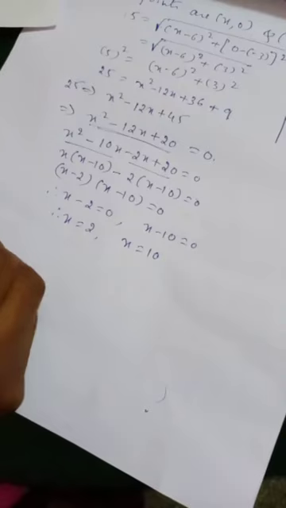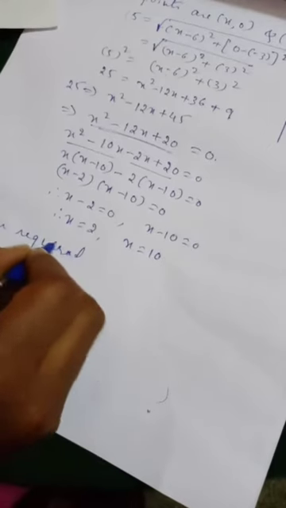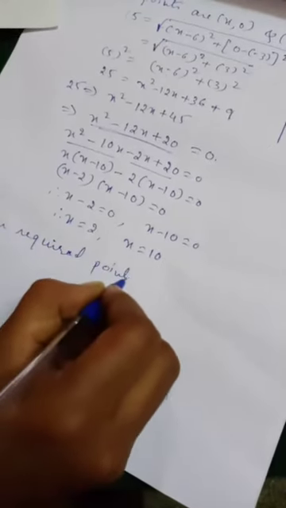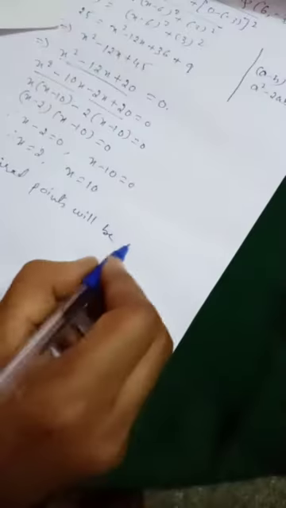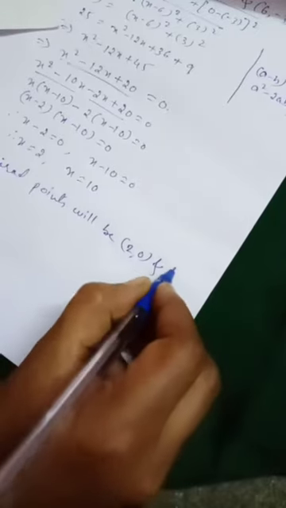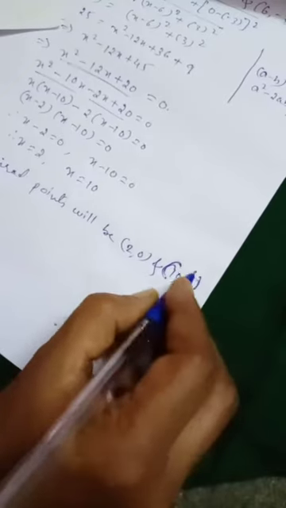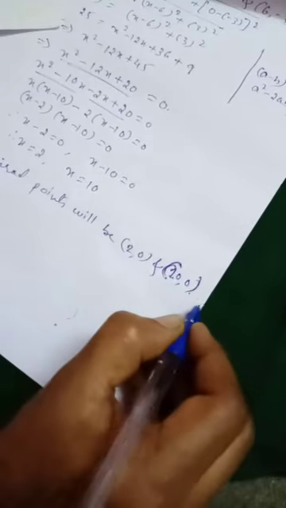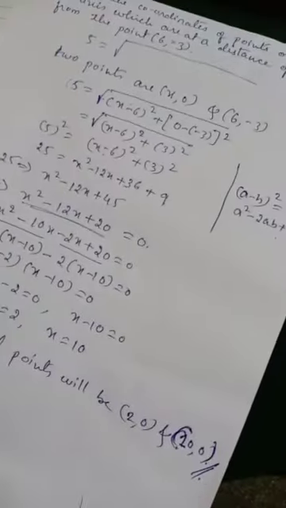So our required points will be 2, 0 and 10, 0. So this is the answer. Understood? So let us take one more example.